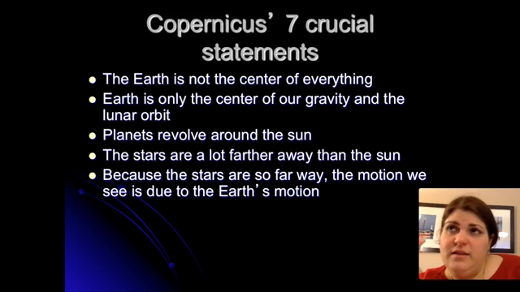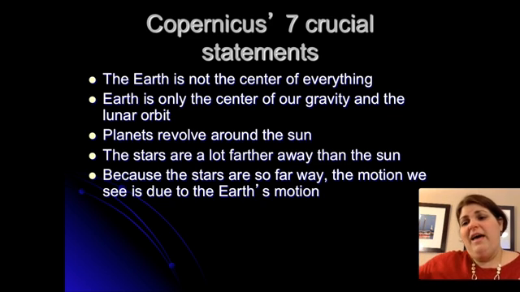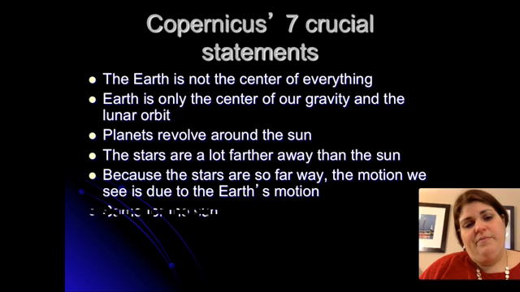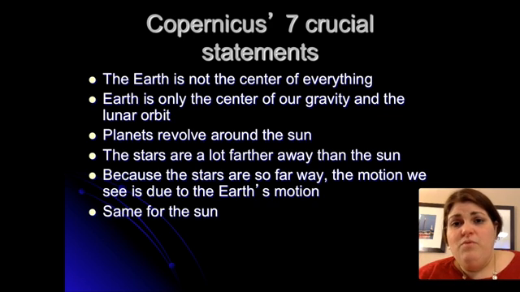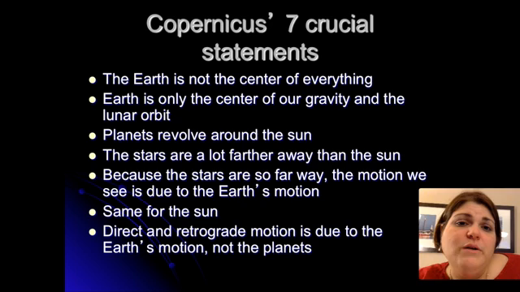He says, so the sun, the stars that are so far away, the motion we observe the planets having is because of our motion. In other words, our perspective as the planets move and we move. Same for the sun. Any movement we see within the sun, the differences between seasons, for example, the position the sun appears to be in the sky, he said that's because of the Earth's position as well, the Earth's movement as well. Finally, he was able to explain retrograde motion. He said that direct and retrograde motion happens because of the Earth's motion, not the planets. Well, technically because of Earth's motion compared to the planets.